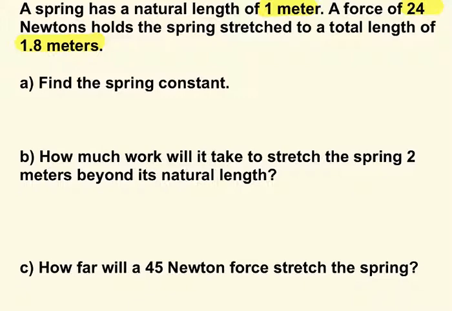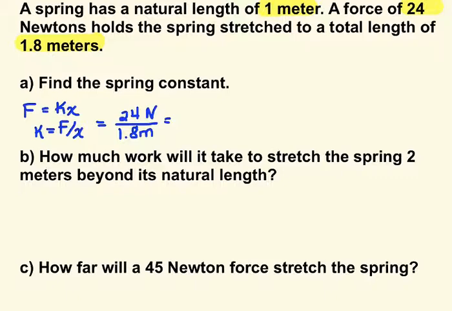So we happen to know that when we're calculating the spring constant, the force is equal to the spring constant times the distance the spring is stretched or compressed. So we can calculate k, our spring constant, by dividing both sides by x. So the spring constant is F divided by x. Well, our force is 24 newtons, and it's divided by 1.8 meters.